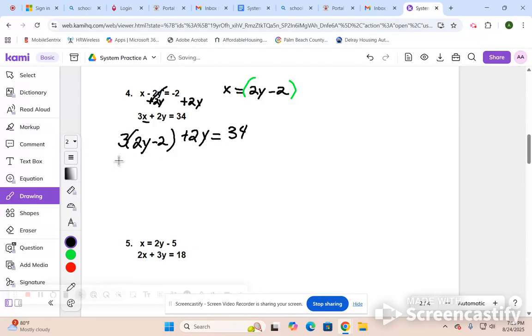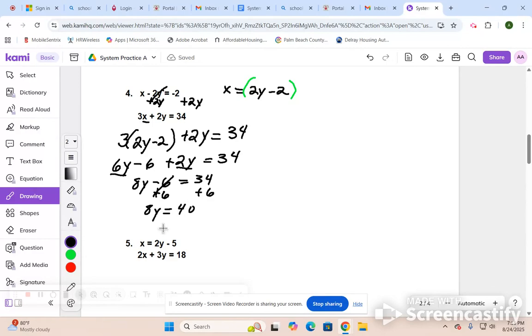So when we distribute, we'll have 6y minus 6 plus 2y equals 34. Well, 6y plus 2y is 8y minus 6 equals 34. We add 6 to both sides. So 8y equals 40. That means y is 5. So we have the y value for the solution for this system. We have y equals 5, so put it here for the y value.